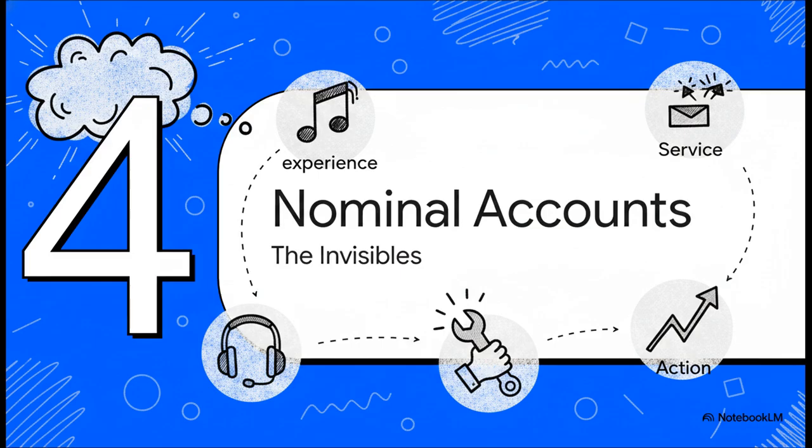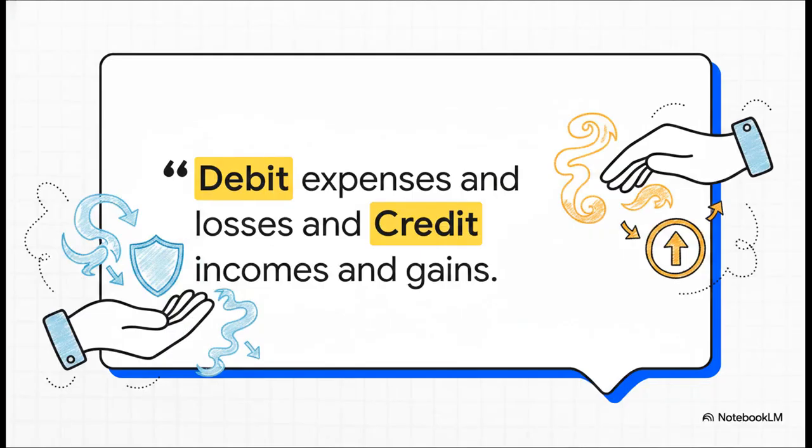Next up, section 4, nominal accounts, the invisibles. Okay, so what happens when we treat invisible things? Things like experiences, services, or actions. For nominal accounts, we have to balance invisible forces. The rule here is debit expenses and losses, and credit incomes and gains.